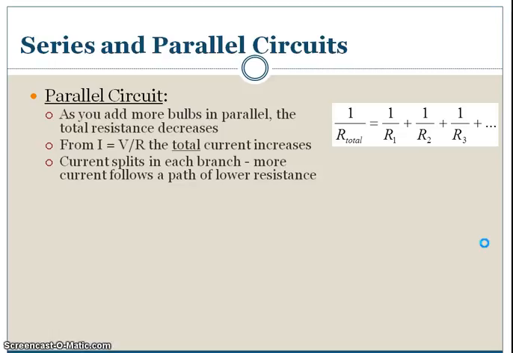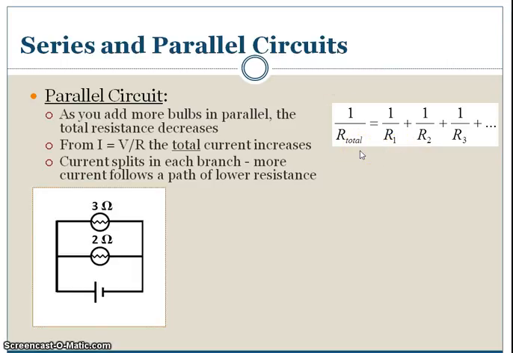In a parallel circuit, we're going to follow some different rules. As you add more bulbs in parallel, the total resistance actually decreases in the circuit. And if you have a decrease in the resistance here, you're going to get a higher total current. But that total current then has a choice. When it gets to a junction in a circuit, it's going to split, and it follows the rule that more current follows a path of lower resistance. So if you wanted to calculate the total resistance in a parallel circuit, you're going to have to add the inverses of the individual resistances, and then that gives you 1 over R total.